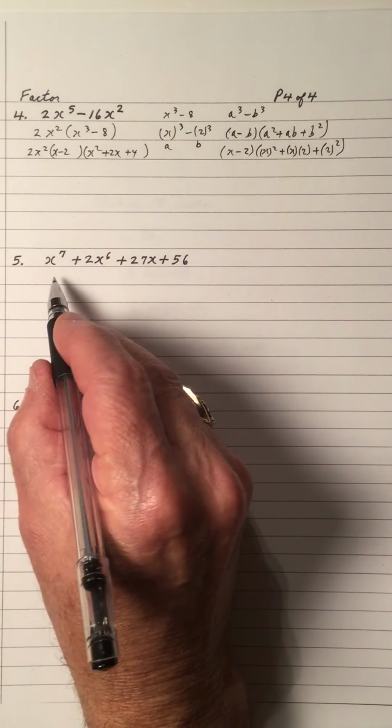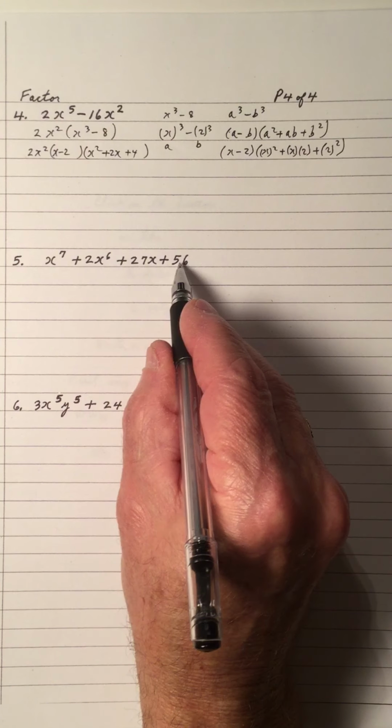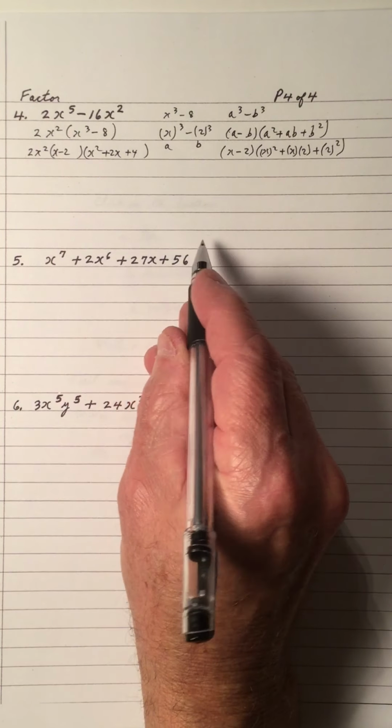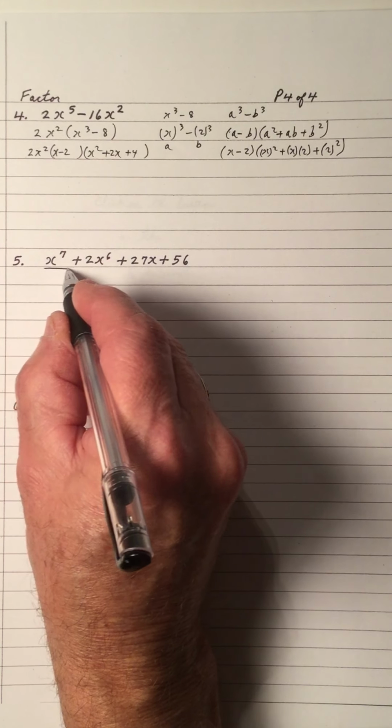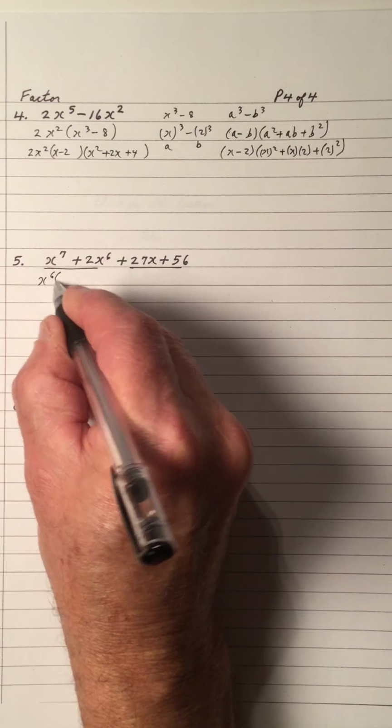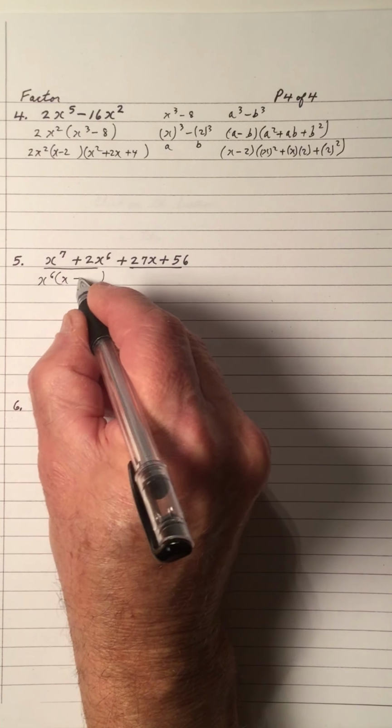Number 5, I see an x, an x, an x. So there's no number, there's no variable common. So I got 4 terms. So let's go with 2 and 2. So that's x to the 6 is common. So that's x plus 2.